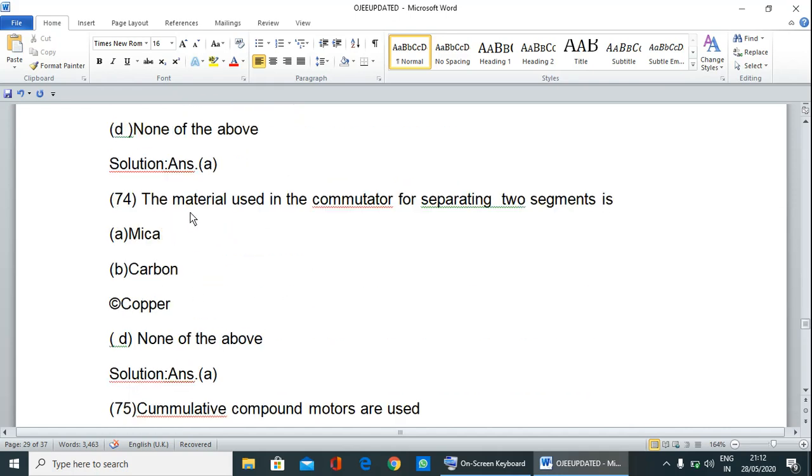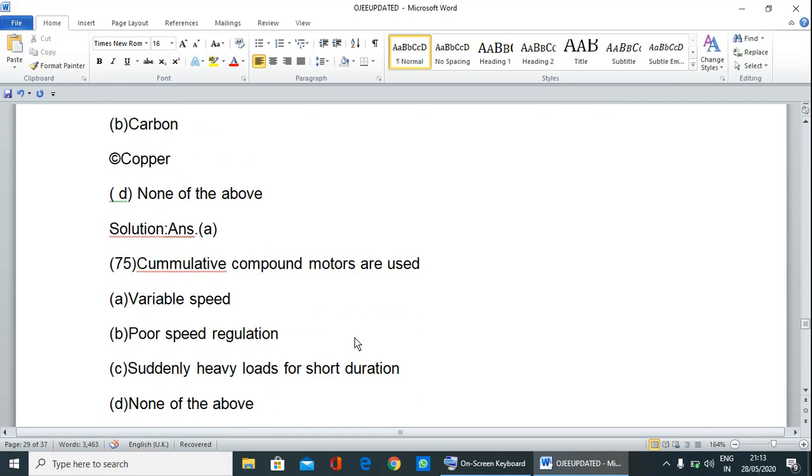Next question. The material used in the commutator for separating two segments: mica, carbon, copper, none of the above. Correct answer is mica. Mica is the insulation, or mecanite. In some cases, mecanite or mica is used for separating two commutator segments. There are so many commutator segments which are separated by one insulation layer, that is made by the mica. So correct answer A.